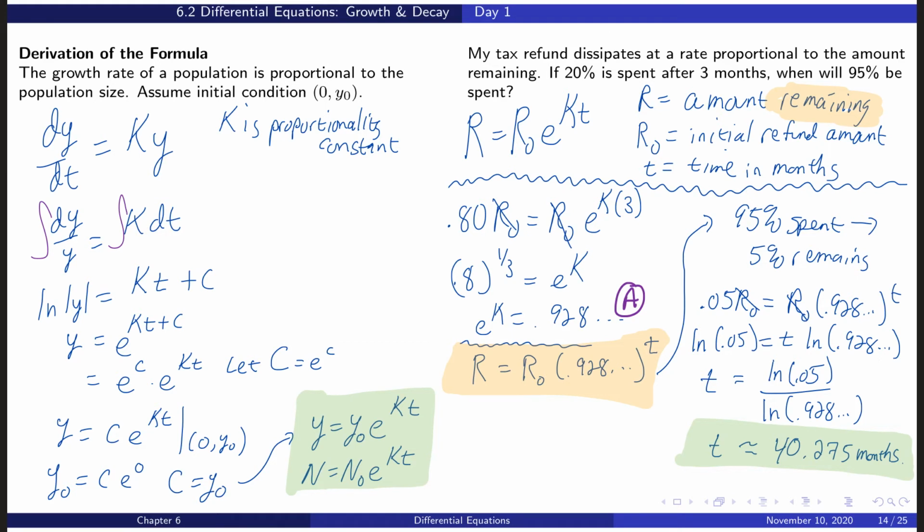So the last slide for this Day 54 derives a famous formula that you've seen in your pre-calc class and then applies it to a financial situation. So this says the growth rate of a population is proportional to the population size.